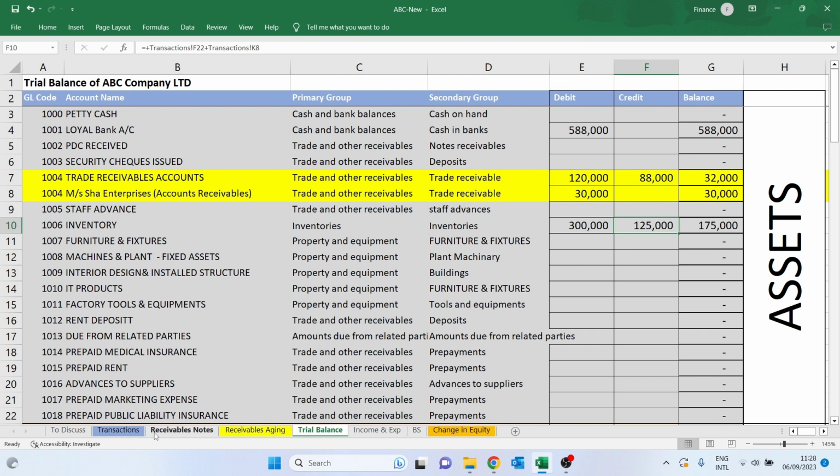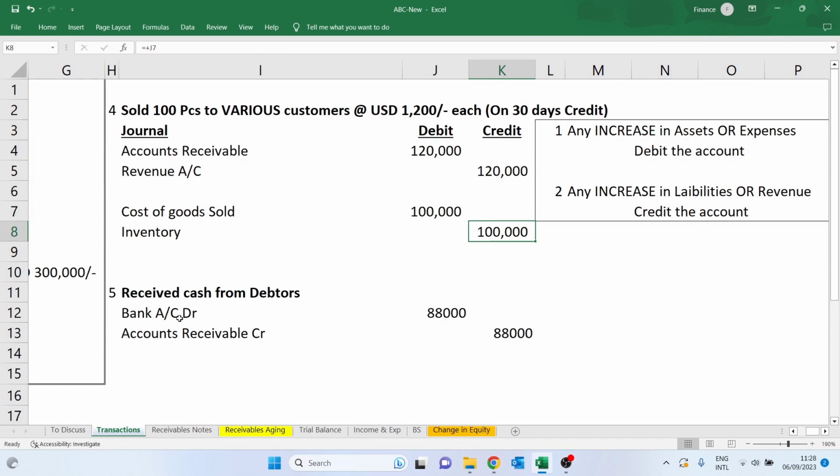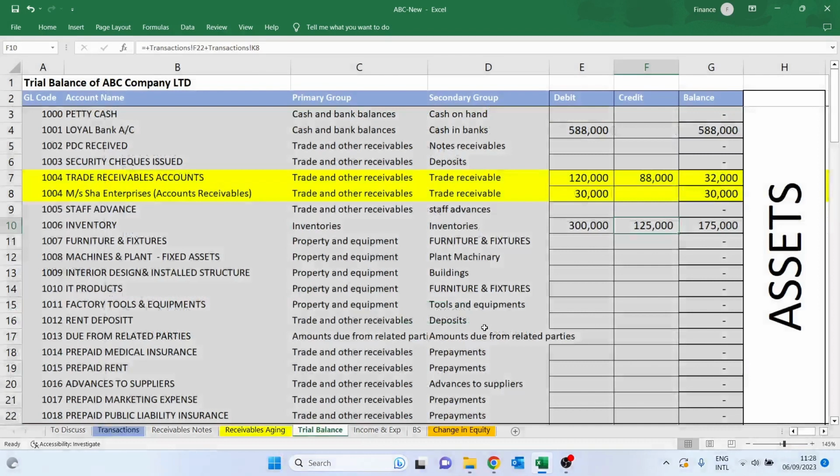Now let us do this one. This one also I have already posted into the trial balance. The bank account is debited with 88,000. Let us check whether it is, yes, the bank account. Now this is the credit to accounts receivable.